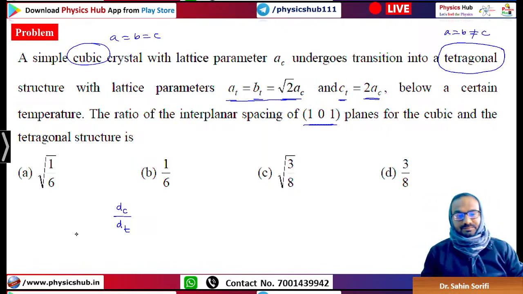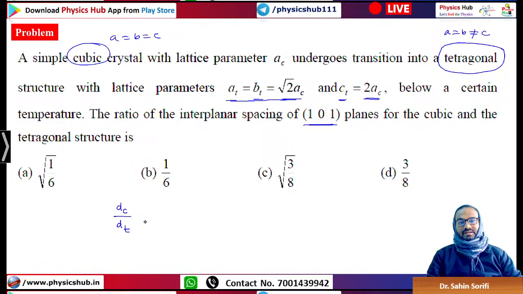Could you solve this problem? D cubic by D tetragonal. This ratio you have to find out. Okay. So first of all, for this 101 plane, H equals 1, K equals 0, and L equals 1. So first of all, let's calculate D cubic.